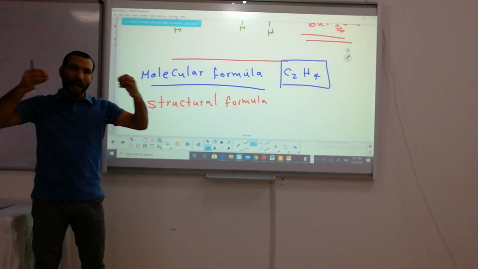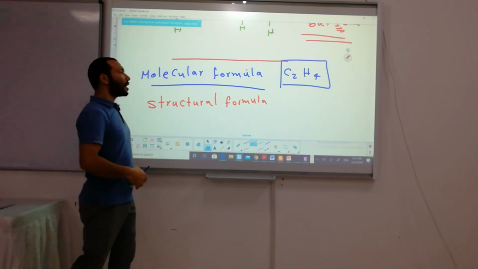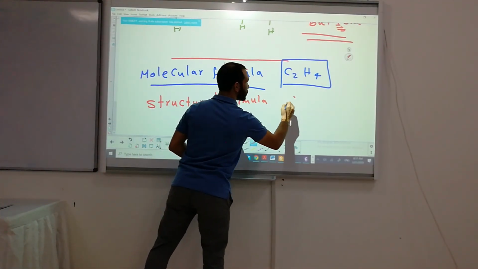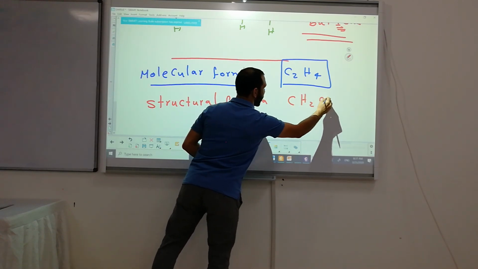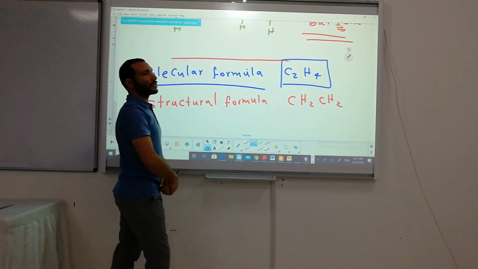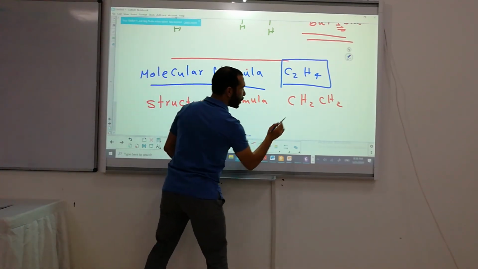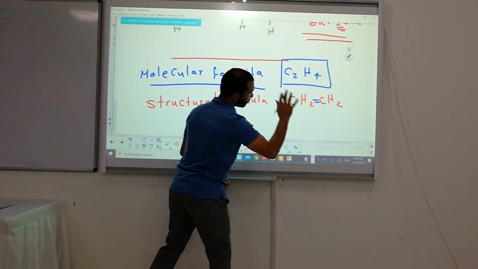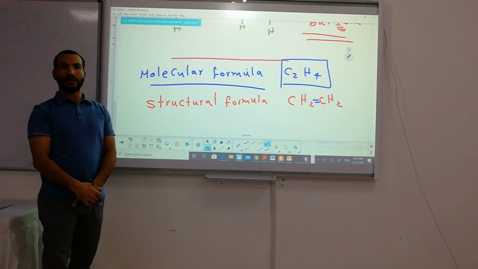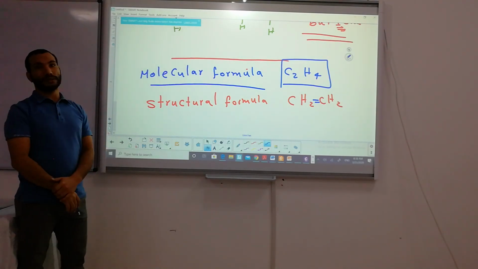Structure comes from the structure. Structural formula means this is CH2, CH2. This is the structural formula, and I must put a double bond here. Okay? This is called the structure.